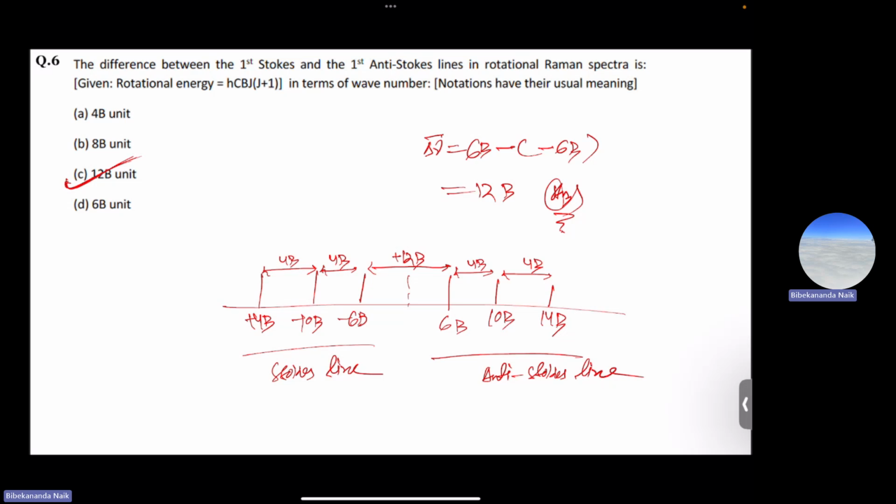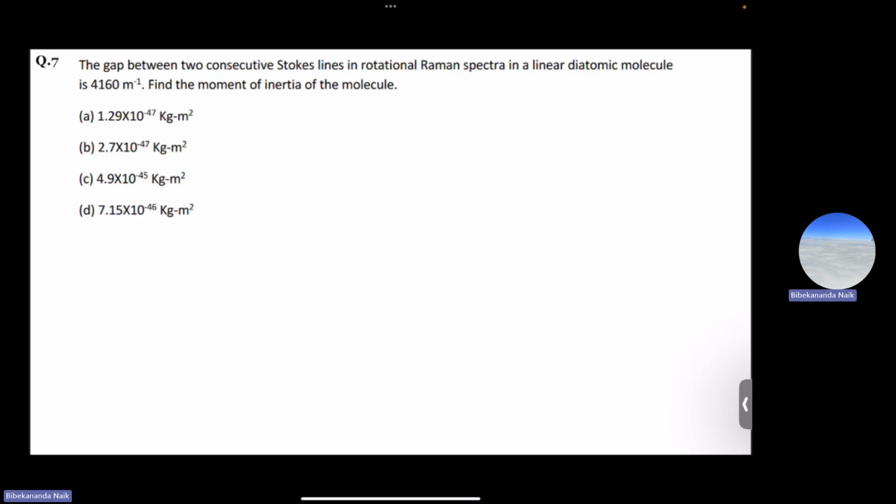I hope this is clear to everyone since we have discussed in more details the question number 4: how the values 6b, 10b, 14b, minus 6b, minus 10b, minus 14b are coming. So now we'll move to the next question.